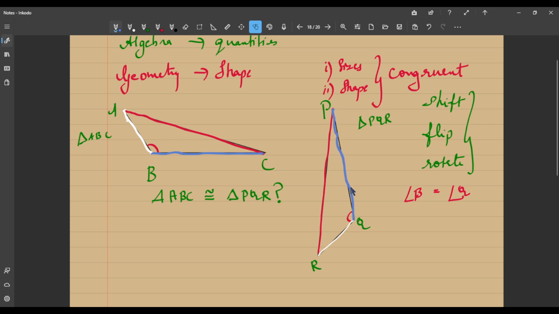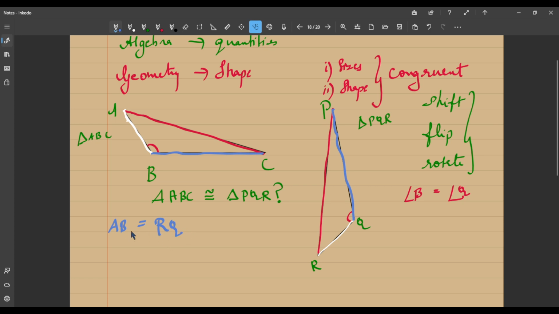Sorry, but still it's highlighted in blue, right? So PQ and BC should be the same. Now let me start writing. First thing which I found was AB was equal to, let me take it as AB is white in color, A is next to the red one, so it has to be written as RQ.